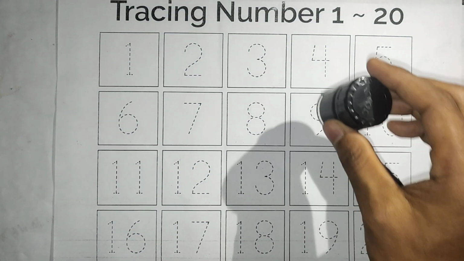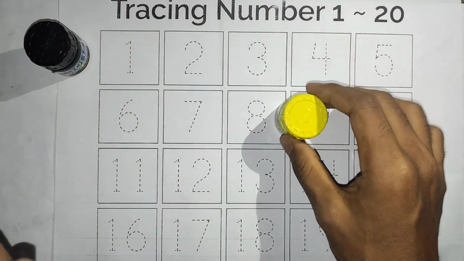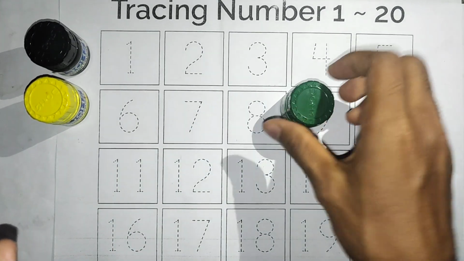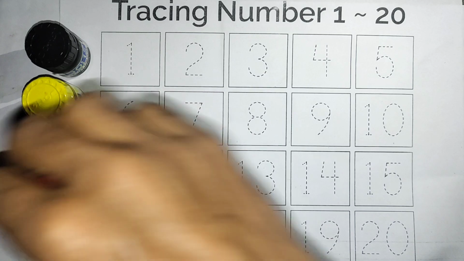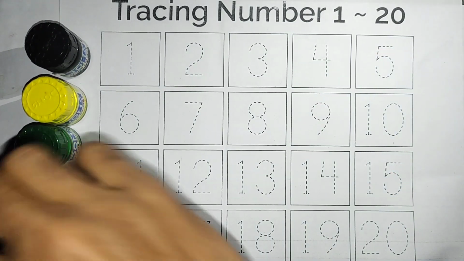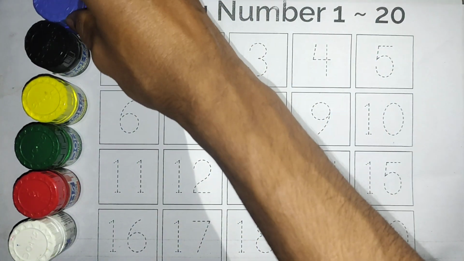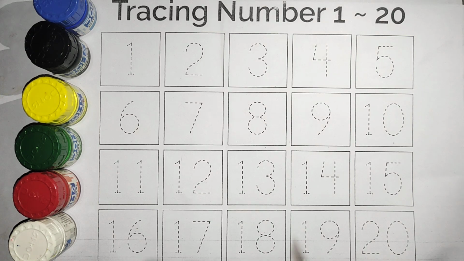Today we are coloring numbers. Black color, yellow color, green color, red color, white color, and the last one is blue. So kids, now we are coloring numbers.